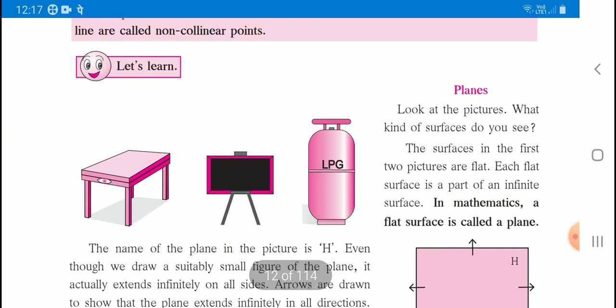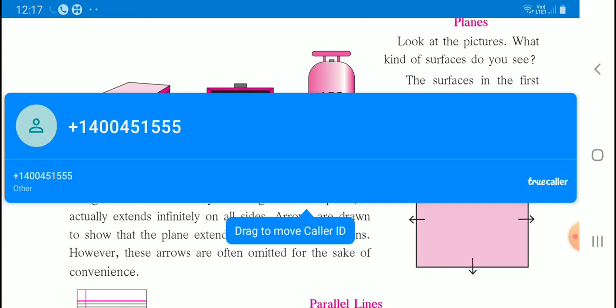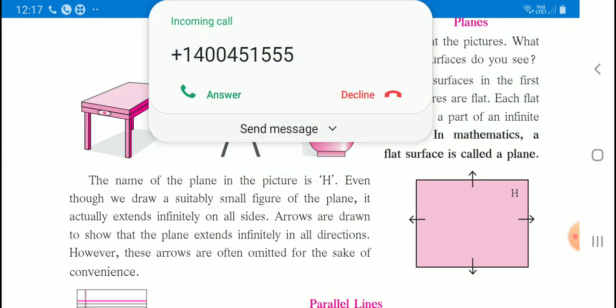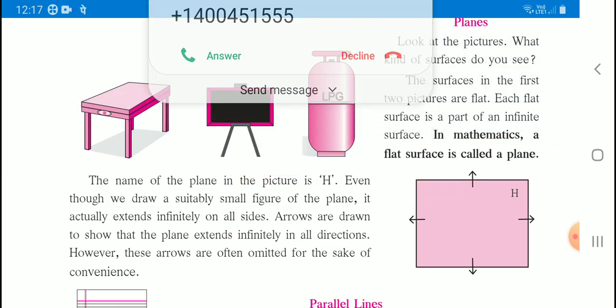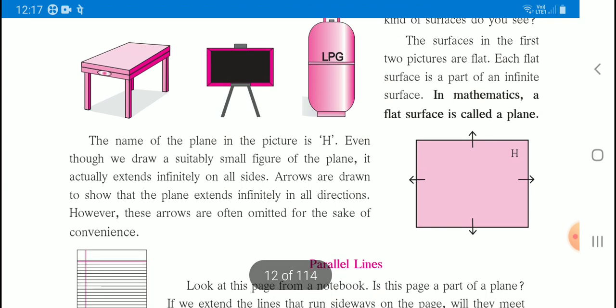Now here you can see the 3 figures. First is a table, second one is a blackboard, and third one is an LPG cylinder. Now look at the pictures. What kind of surfaces do you see? The surfaces in the first 2 objects are flat. Each flat surface is a part of an infinite surface. In mathematics, a flat surface is called a plane.